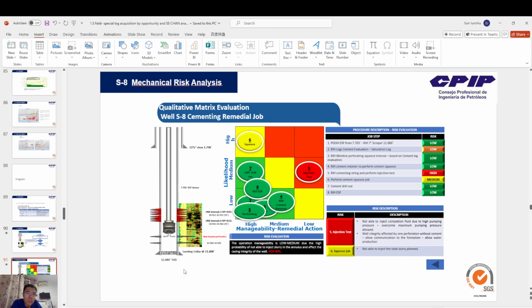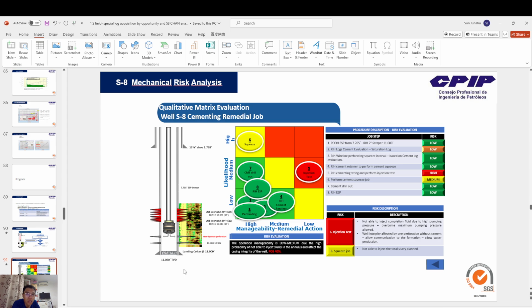Perform the cement squeeze job, medium risk. Cement drill out, low risk. Run in hole ESP, low risk. The injection test, risk distribution.